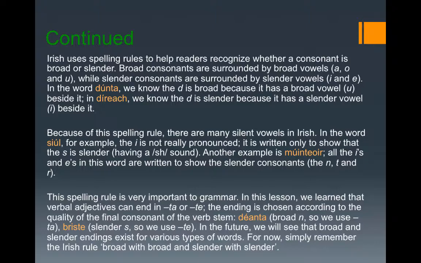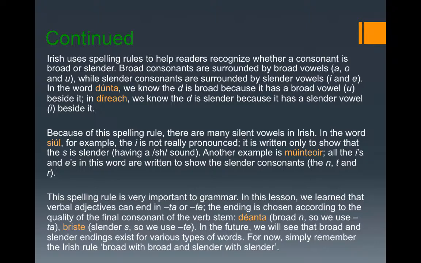Because of this spelling rule, there are many silent vowels in Irish. In the word shul, for example, the I is not really pronounced. It is written only to show that the S is slender and so it should have a SH sound, shul. Another example is mucho. All the I's and E's in this word are written to show the slender consonants N, T, and R. This spelling rule is very important to grammar.